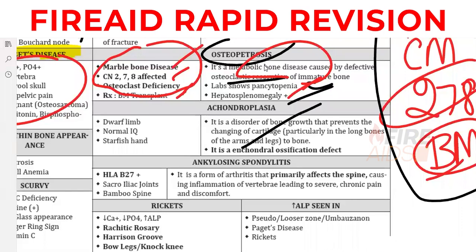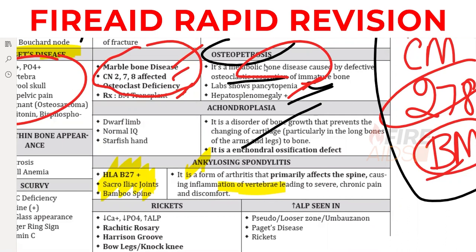Regarding ankylosing spondylitis, you must know it's HLA-B27 positive. Sacroiliac joints are involved. Bamboo spine is seen. It is a form of arthritis that primarily affects the spine. Specifically, the sacroiliac joint is affected. So there's an inflammation of vertebra. This leads to severe chronic pain and discomfort.